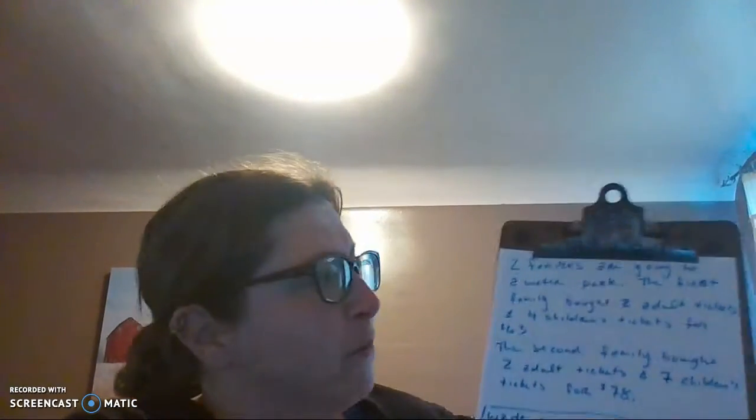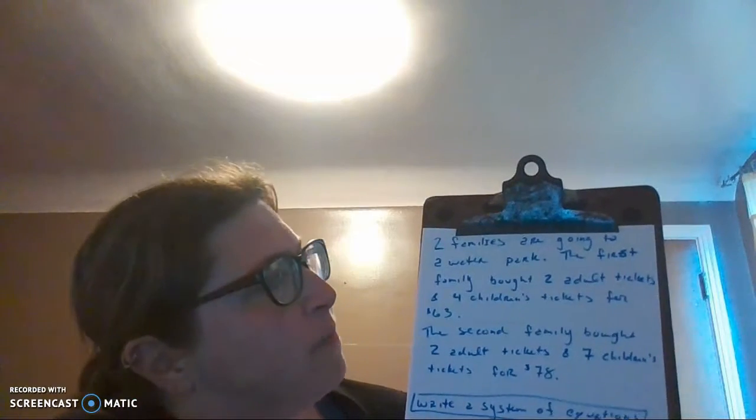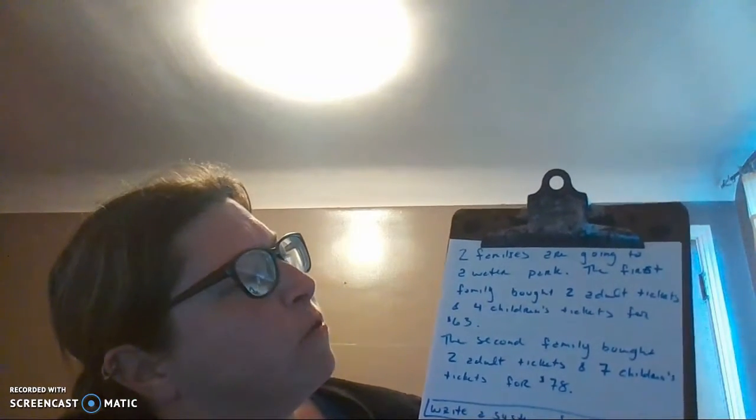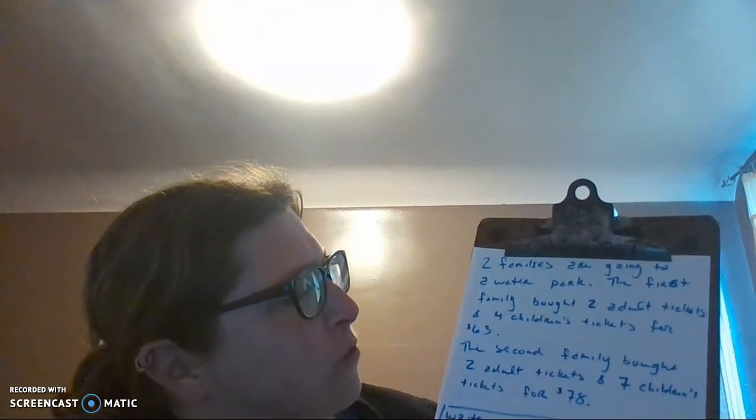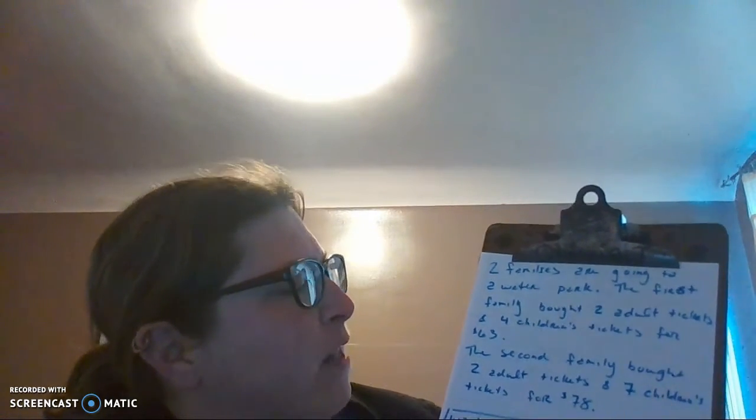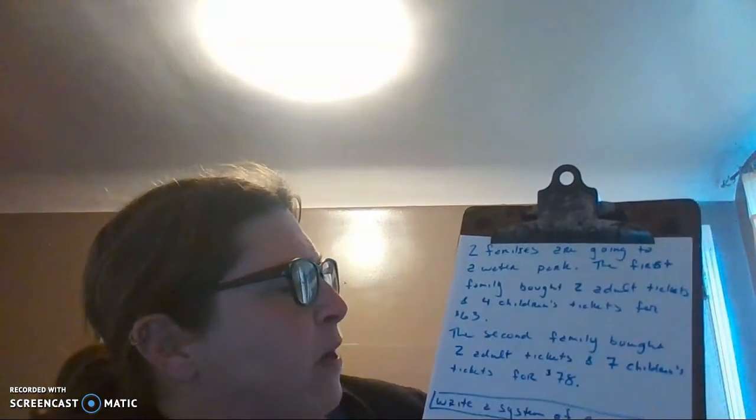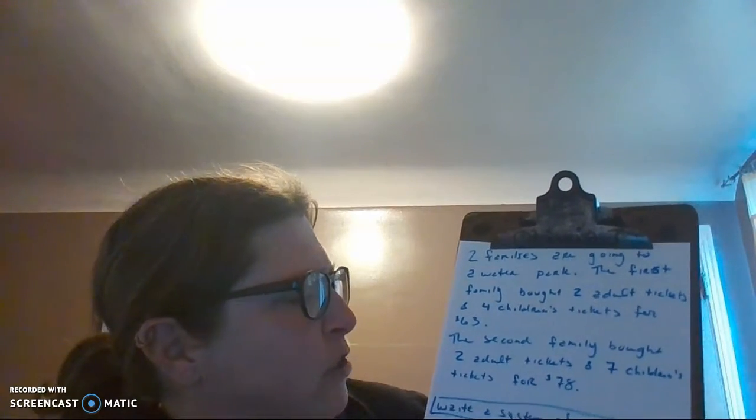So for the next one, there was a word problem that a lot of people had some issues with. So I want to give you a word problem. I'm going to read it to you because I know my handwriting is super horrible. So it says, two families are going to a water park. Yay, water park. The first family bought 2 adult tickets and 4 children's tickets for $63. The second family bought 2 adult tickets and 7 children's tickets for $78.